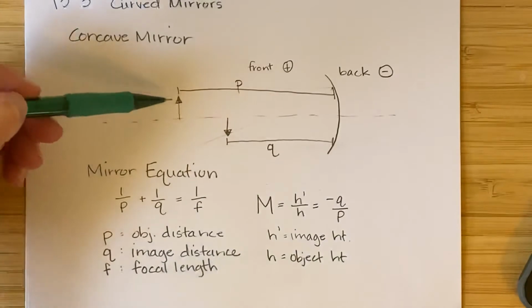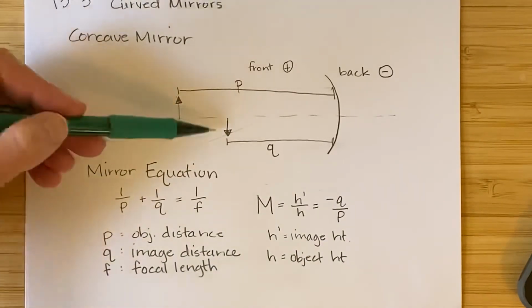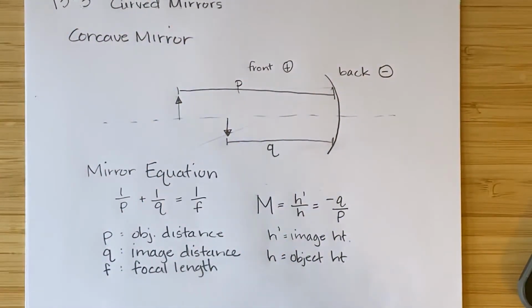So if we had the object and the image and they were both the same size, the magnification, M, would be equal to 1. That's what we get with a flat mirror. With a curved mirror, we can get different magnifications. If it's greater than 1, it's making the image appear larger. If it's less than 1, it's making the image appear smaller than the actual object. So you see these equations here.